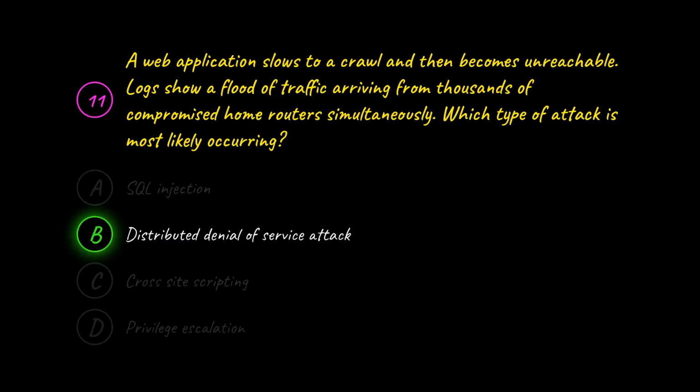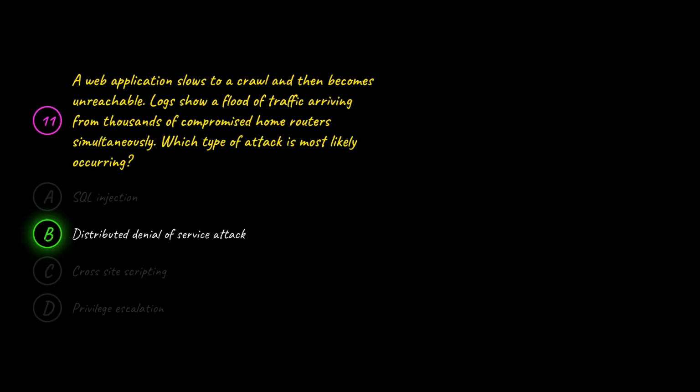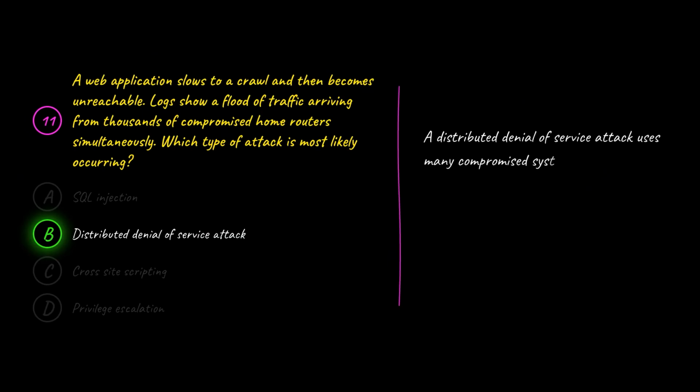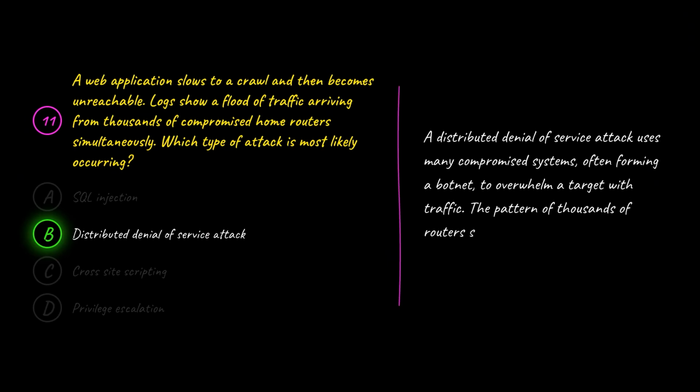The correct answer is B. Distributed denial of service attack. B is correct because a distributed denial of service attack uses many compromised systems, often forming a botnet, to overwhelm a target with traffic. The pattern of thousands of routers sending traffic simultaneously matches this attack precisely.